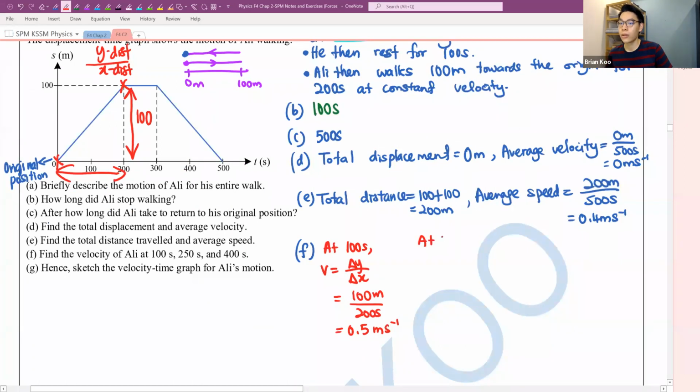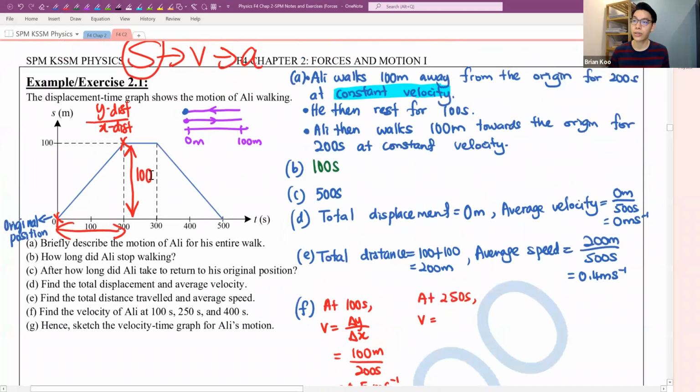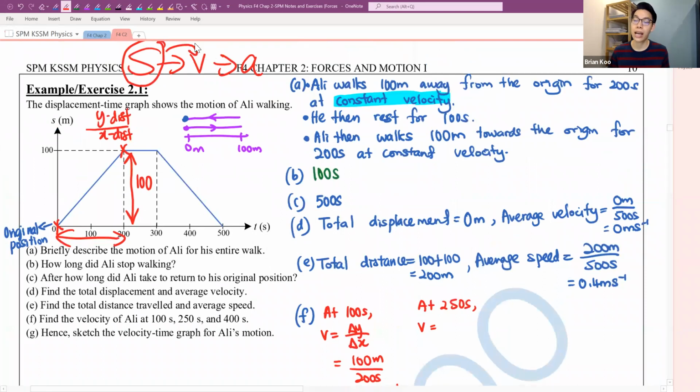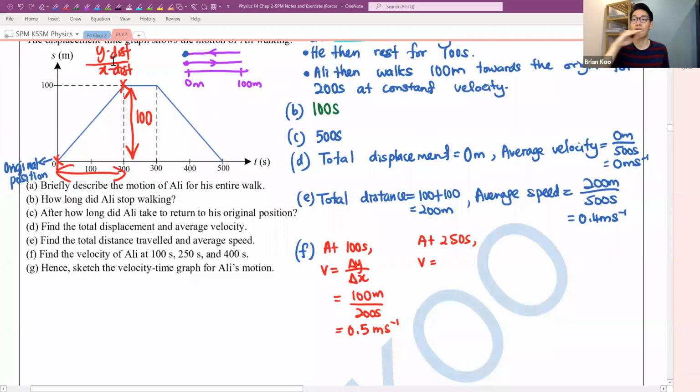At 250 seconds, the velocity is the gradient of this line. So again, you ask yourself the same thing. Go up here. I got S, I want to find V. I look for gradient again. For horizontal line, the gradient is just 0. How do I know? Because there's no y distance, it's just 0. This gradient one you learn in chapter 1. 0 divided by 100 seconds, so you can straight away write 0 meter per second.